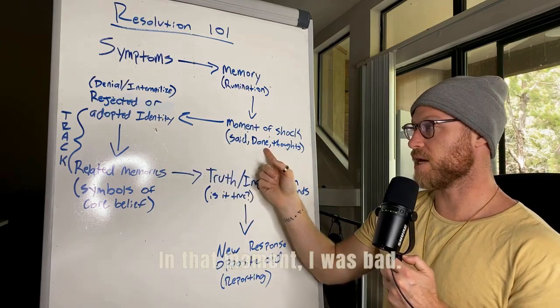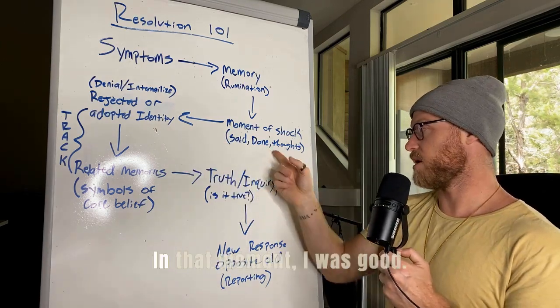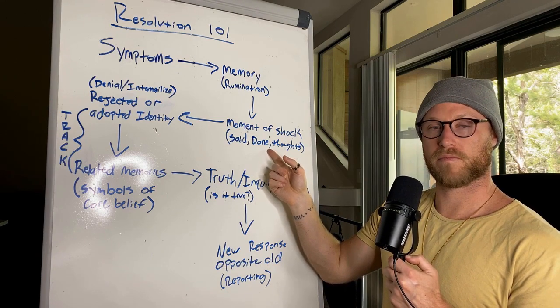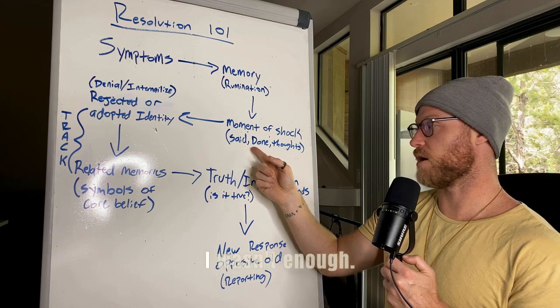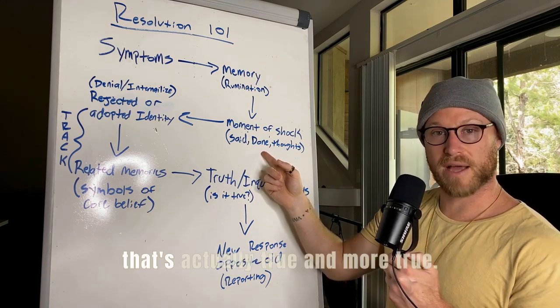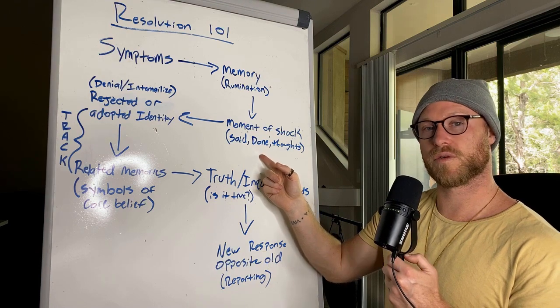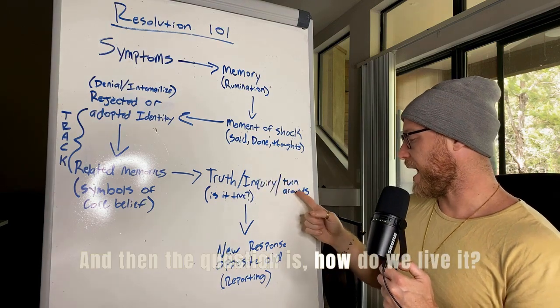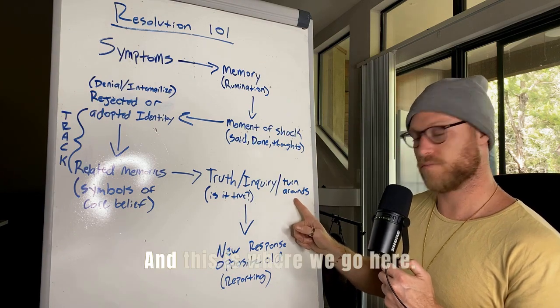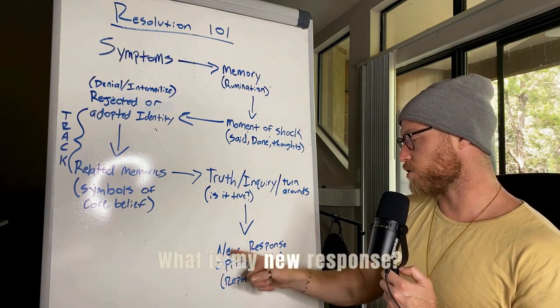In that moment, I was bad. Let's look at the opposite. In that moment, I was good. In this moment, I was enough. I wasn't enough. In that moment, I was enough. And we start to look for evidence where that's actually true and more true. And then the question is, how do we live it? How do I live this now? And this is where we go here. What is my new response?